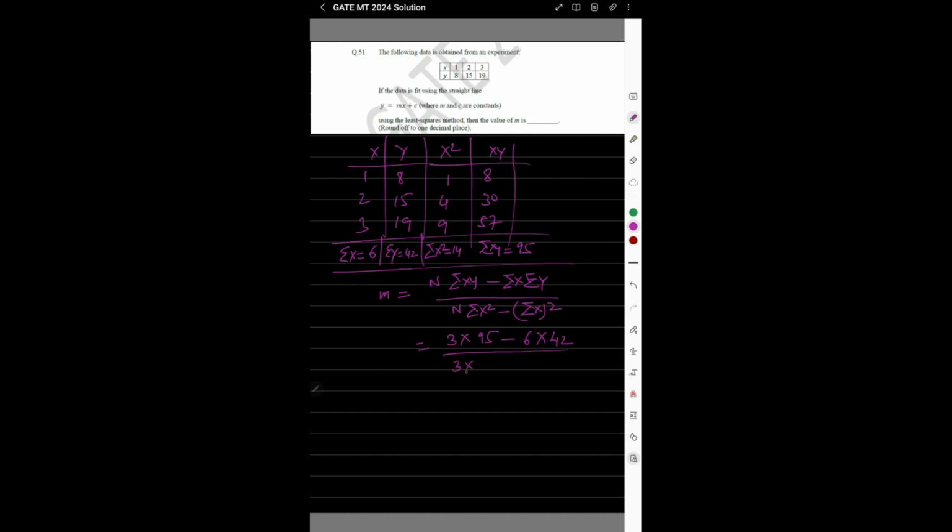N is 3, sigma x square is 14, minus, it's 6 square, so 6 into 6, it's like 285 minus 252 upon 42 minus 36, it's 33 upon 6, it becomes 5.5. So the value of m here is 5.5.